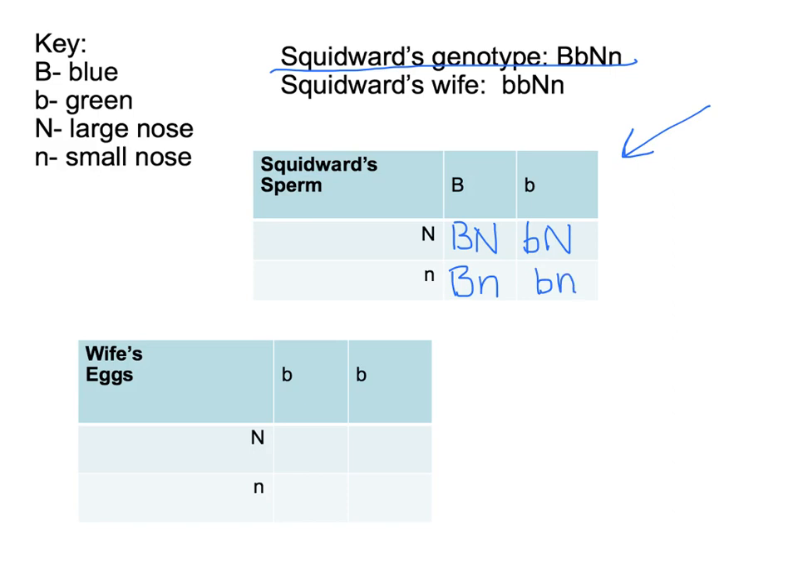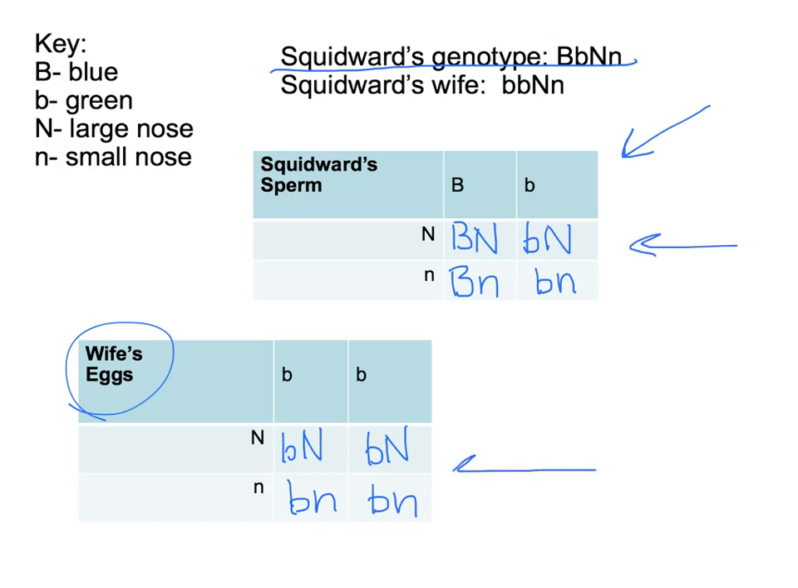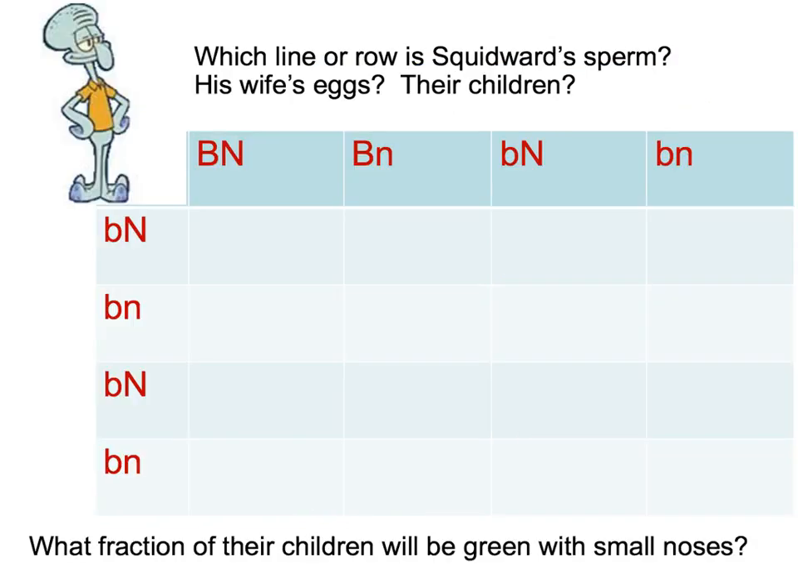And then for his wife's possibilities, I'm going to keep my B's first. There are only 2 different possibilities for her eggs. So this is what's going to go across the top of our Punnett square, and this is what is going to go down the side of our 16 square dihybrid cross. Here it is set up. Now we want to figure out which row is Squidward's sperm. Here's his sperm, I believe. And these are her eggs.